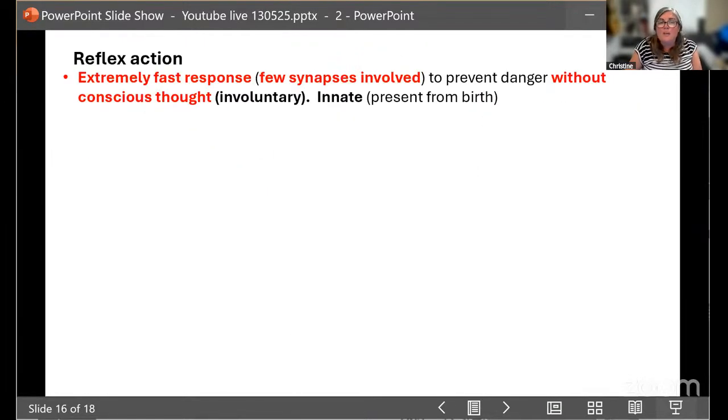So when we look at a reflex then, your reflex action is really, really fast, with only a few synapses involved. So instead of a sensory neuron passing the information to the relay neuron and then it going back and forth many times and then to the motor neuron, what's happening is we're going to go sensory, relay, motor. Really quick response because it's a survival mechanism. So your reflex actions should have very few synapses involved and be without conscious thought.